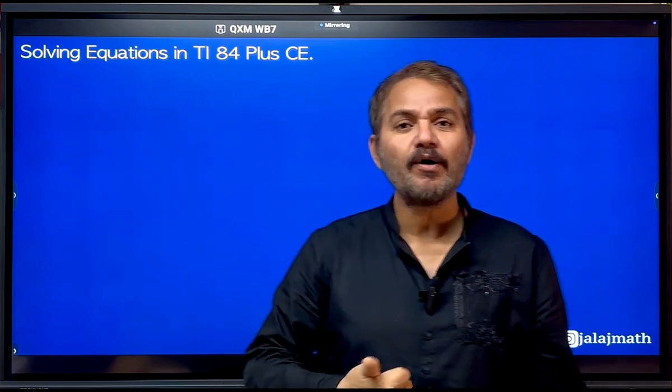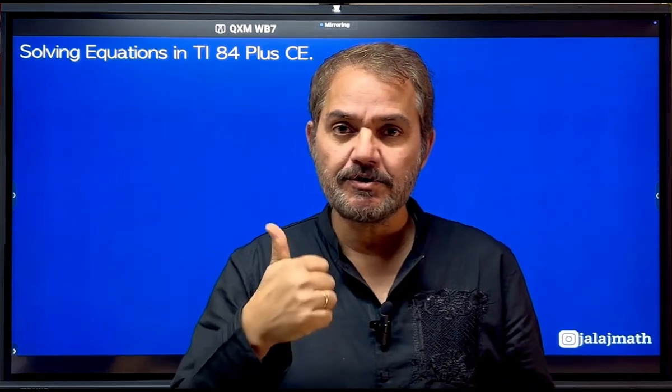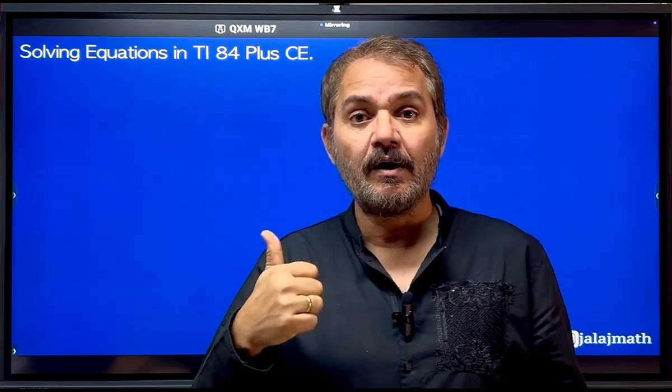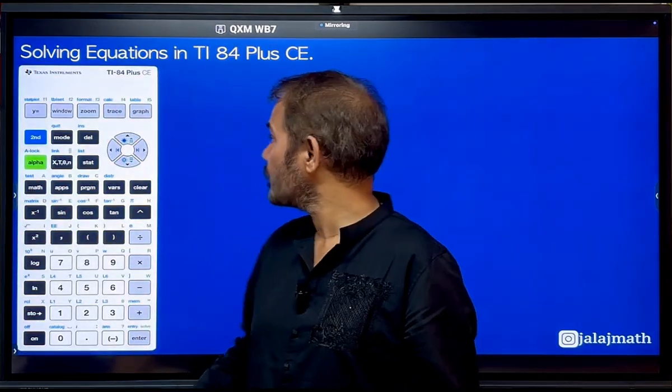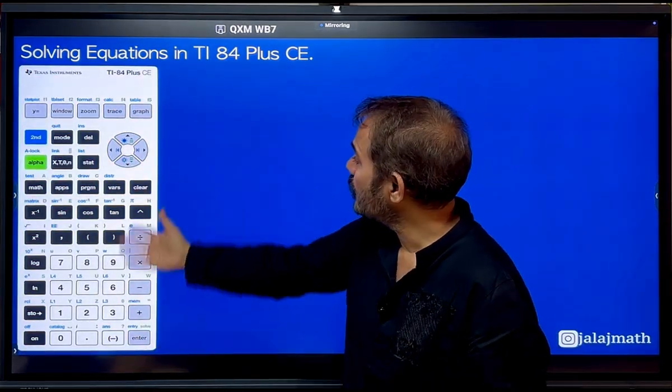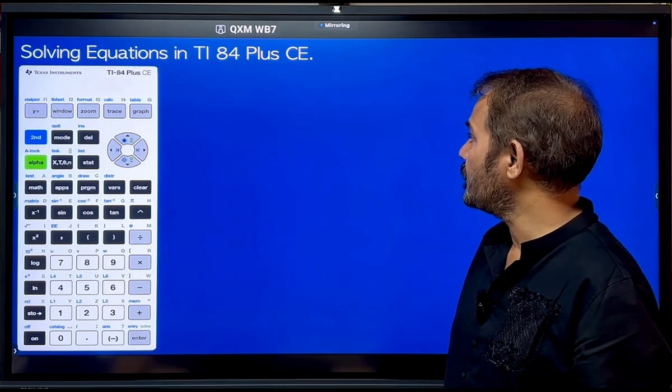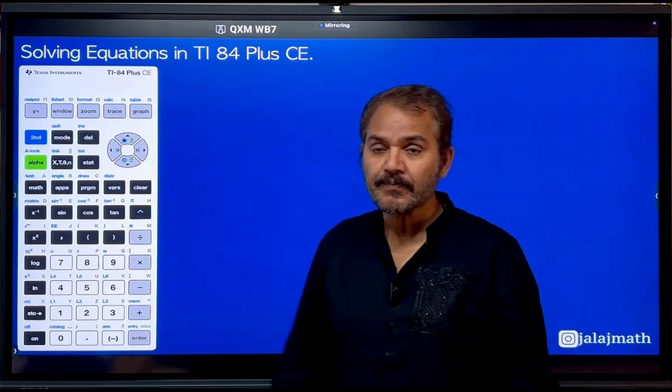Today we are going to discuss how to solve equations in the TI-84 Plus calculator. Usually you solve polynomial equations like quadratic equations, linear equations, or cubic equations, or you solve simultaneous equations. So how do we solve in this beautiful calculator, that is TI-84 Plus CE?